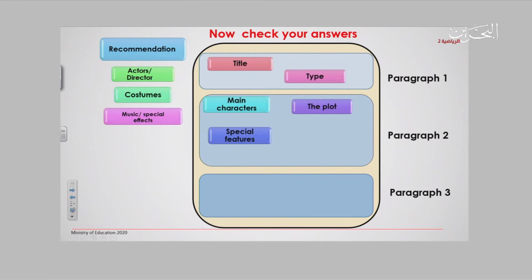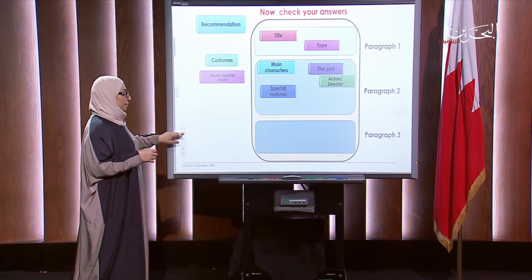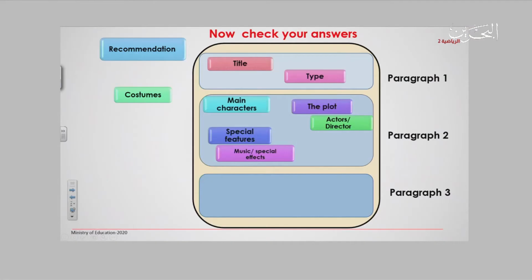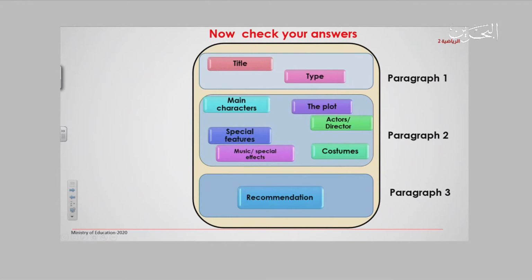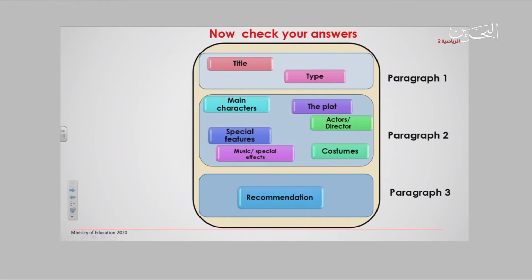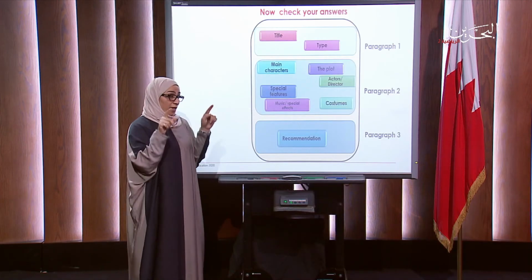Special features: actors, director, music, special effects, and costumes. These will all be mentioned or written in paragraph 2. The last paragraph, what do we have? Recommendation. Also, I can include what? Yes, my dear students, your opinion. You can write your opinion in the last paragraph. This is the layout you have to follow when you want to write a film review.